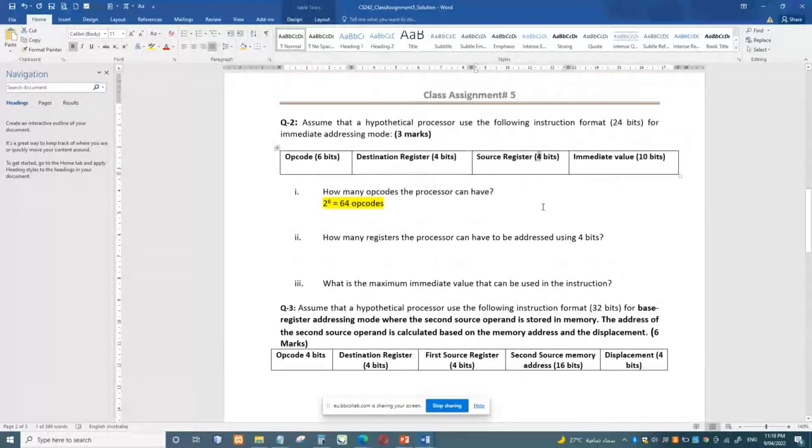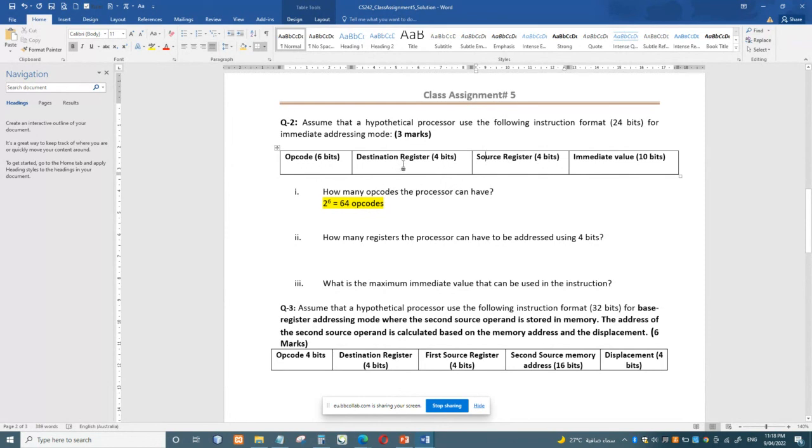2 to the power 8, I guess. How did you get 8? Because we have two 4-bit registers. Please, one is these 4 bits for the destination register, and these 4 bits is the source register. I'm asking you how many registers the processor can have to be addressed using 4 bits.